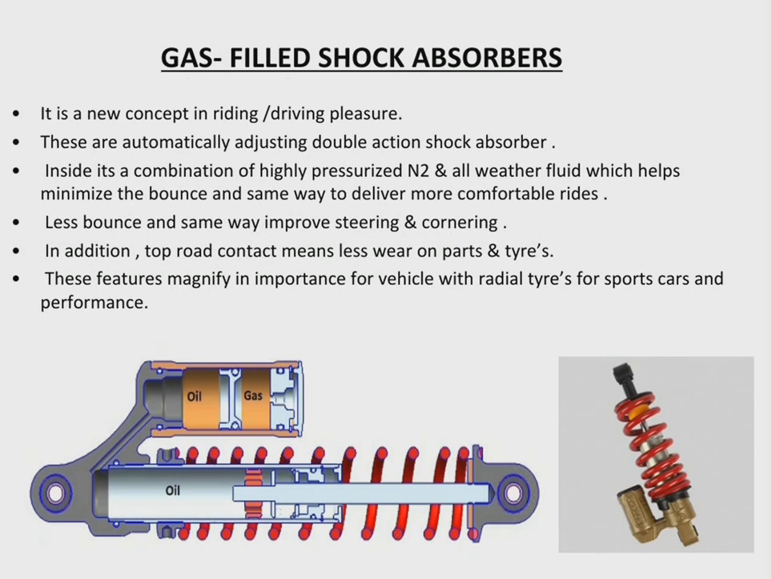In addition to this, the road contact is lesser. That is why we can save the vehicle from wear, the wearing of the tire. These features greatly magnify the importance of this system for vehicles with radial tires, like a sports car for performance.